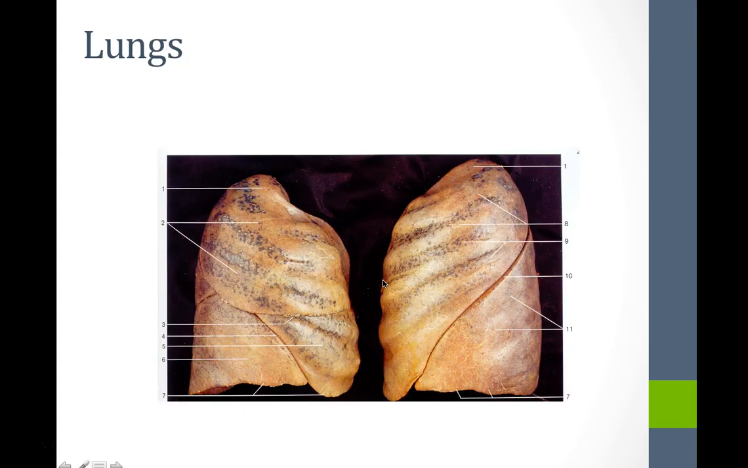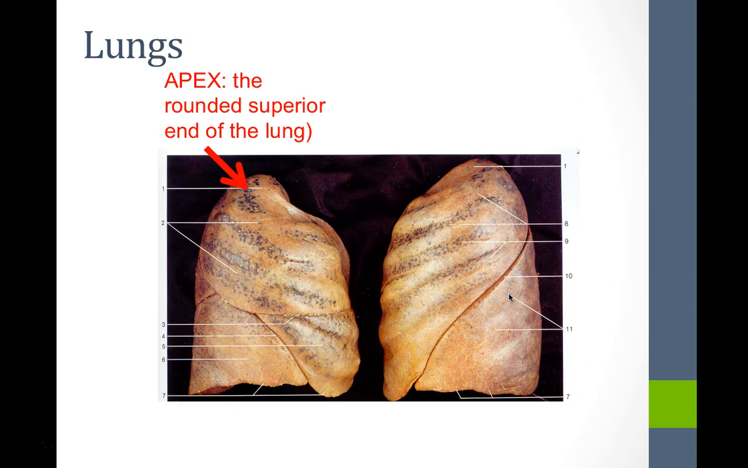So next, let's get into our lungs. Here's a beautiful right lung and a beautiful left lung. Let's learn all the different structures on them. First, both lungs are going to have this pointed, rounded superior end, and that is called the apex. And at the inferior end, we have more of the broad portion that would make contact with the diaphragm, and that is called the base.